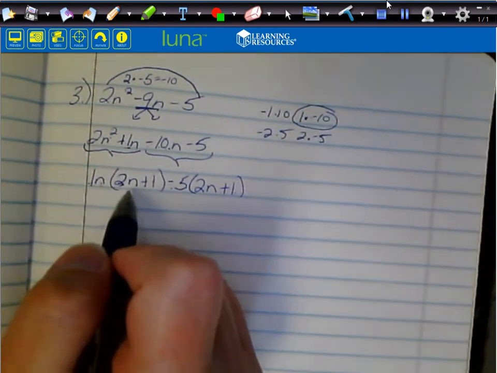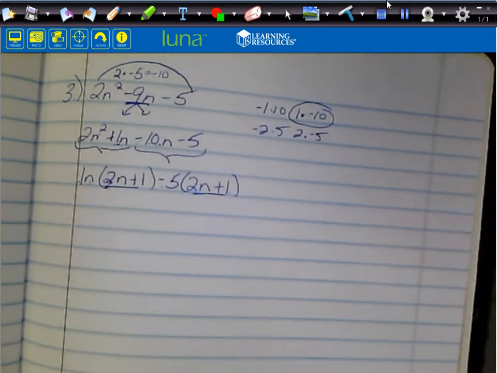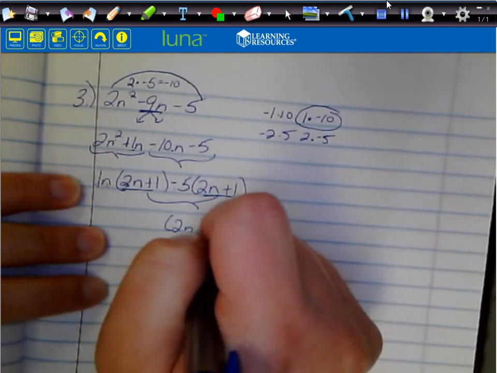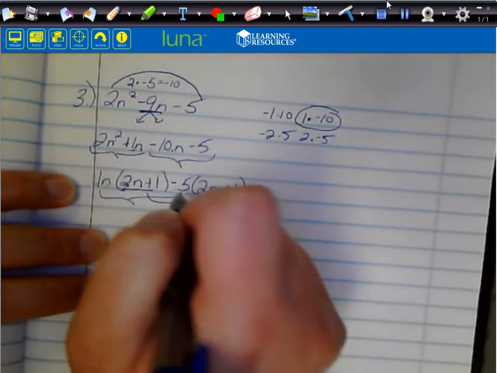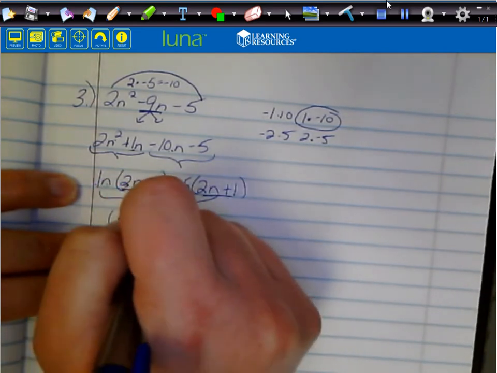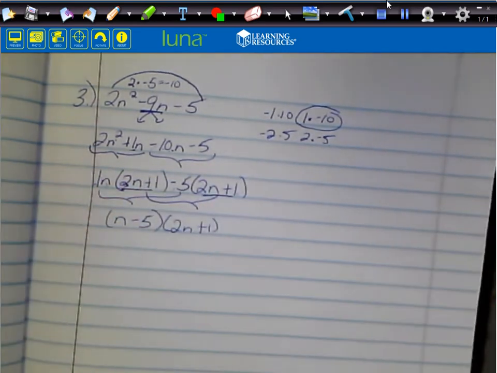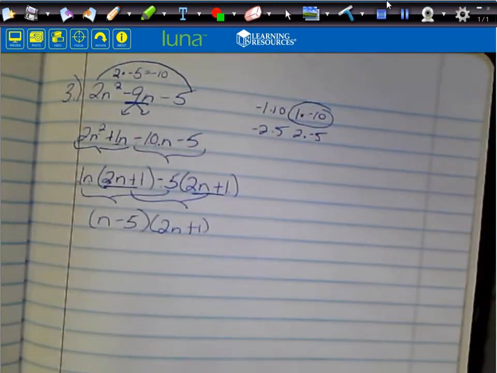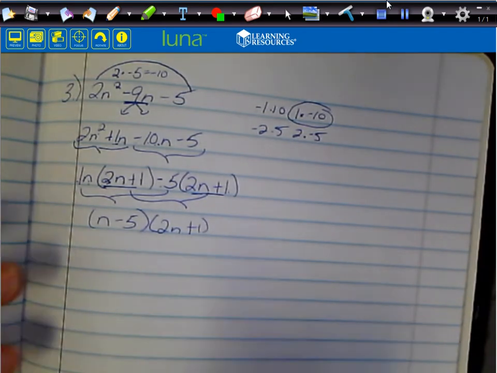And again, notice I get the exact same thing on the inside of the parentheses. If you don't, you've done something wrong and you need to go back and fix that. So this is going to make up one set of parentheses, 2n plus 1. This is going to make up the other one, and instead of 1n, I'm just going to call it n minus 5. So I factored 2n squared minus 9n minus 5 into n minus 5 and 2n plus 1. This is my final answer.